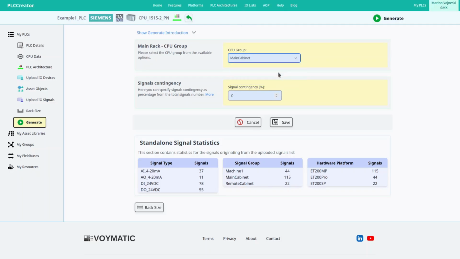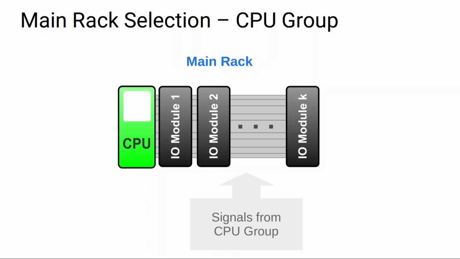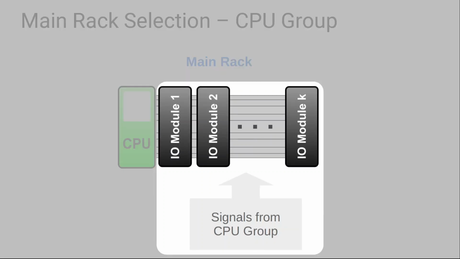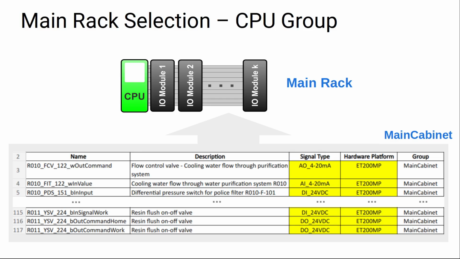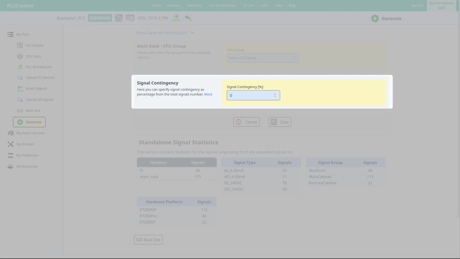In practical terms, the selection of the main rack means the CPU module will be inserted into the PLC rack, created from the I/O modules required to wire the signals from the CPU group. In this instance, it is the main cabinet group. Optionally, you can set the signal contingency. This feature is very good to provide free I/O modules to accommodate future modifications of the PLC system.